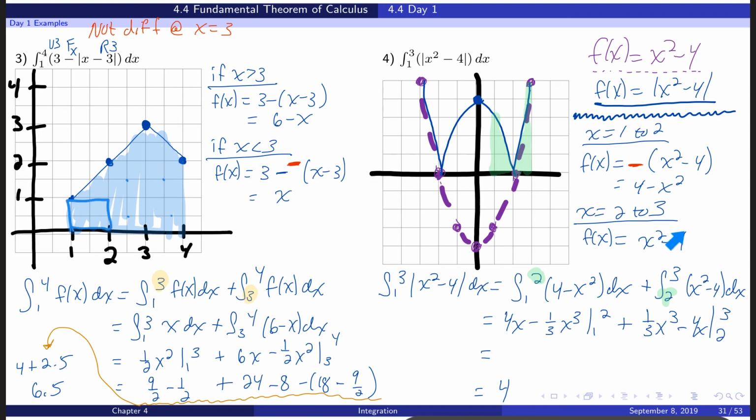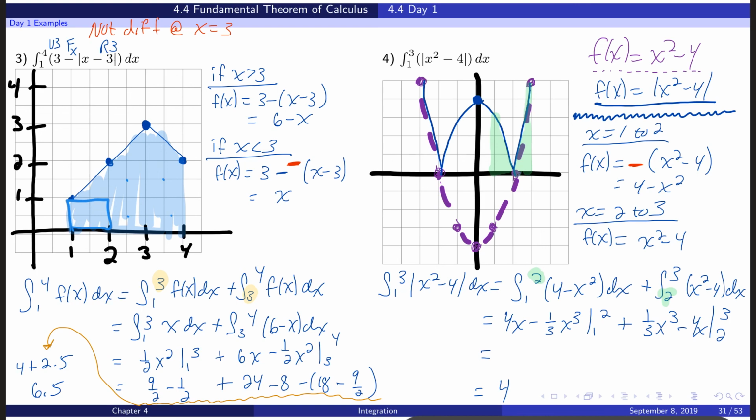I pick up those two functions and put them in the right spot. From 1 to 2, 4 minus x squared. From 2 to 3, x squared minus 4. Antiderivatives, substitute values, antiderivatives, substitute values. I ran out of space, but trust me, if you do all the calculations correctly, you wind up with 4. And again, you can check both of these by using your calculator using Math 9.